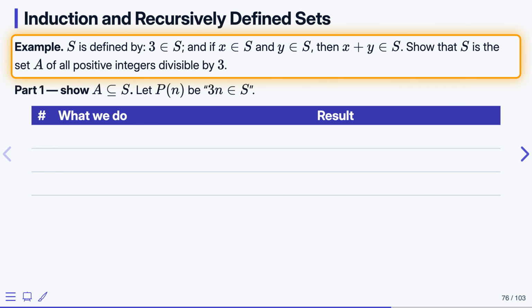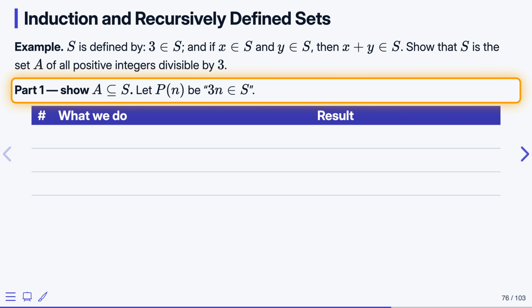Here we build a set S. We put the number 3 into S, then, whenever two numbers x and y are in S, we also put their sum into S. Let A be the set of positive multiples of 3. To prove the two sets are equal, we show each one sits inside the other.